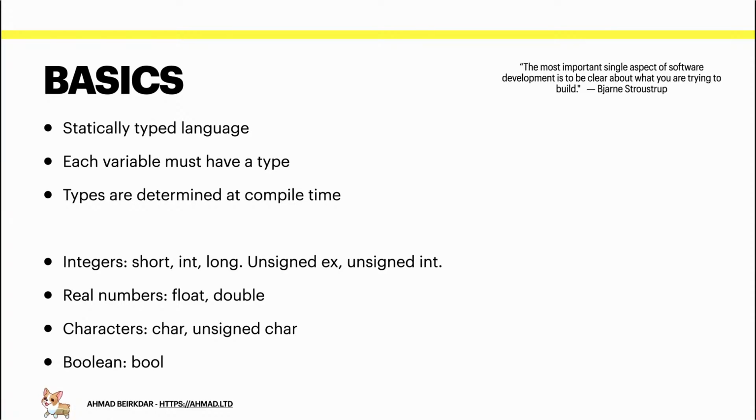And then we have real numbers, which are float and double. And then we have characters, like char, and unsigned characters.